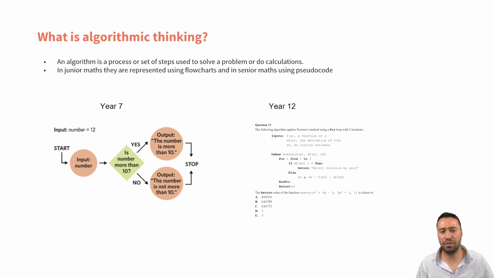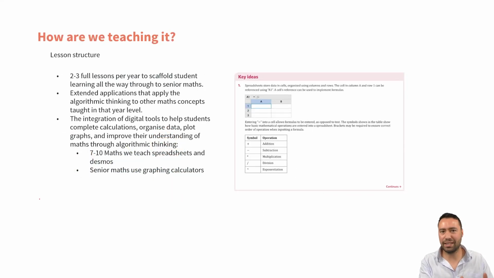So how are we going to do this? Well, from Year 7, we need to take them from flowcharts, and we need to scaffold that all the way up to Year 12 so they can understand and write pseudocode. Instead of just tagging on a paragraph or an example at the end of each lesson, we've decided this is important enough that we're going to write 2 to 3 lessons in each year level about algorithmic thinking so that students understand it and teachers can teach it easily.